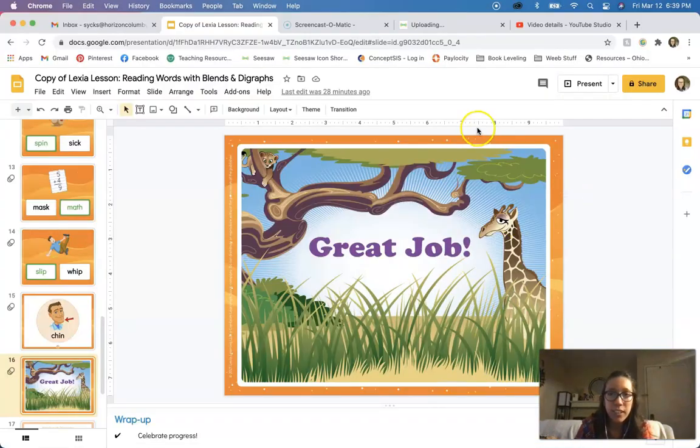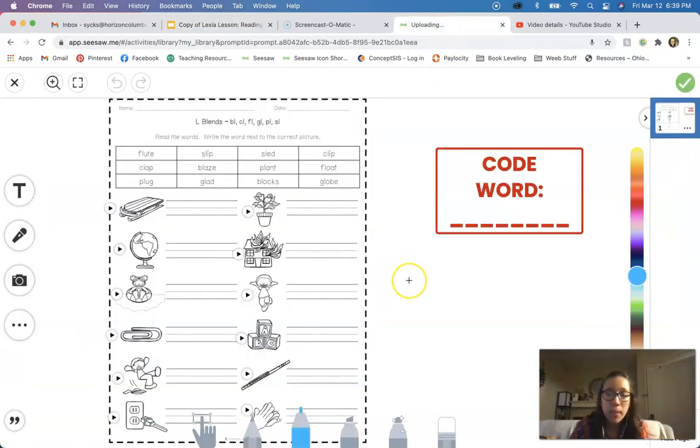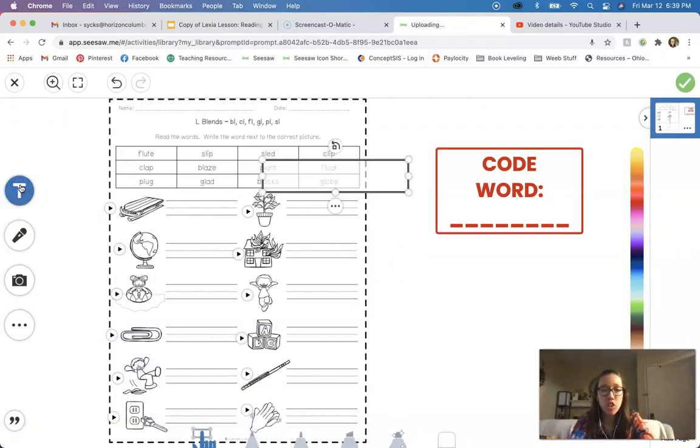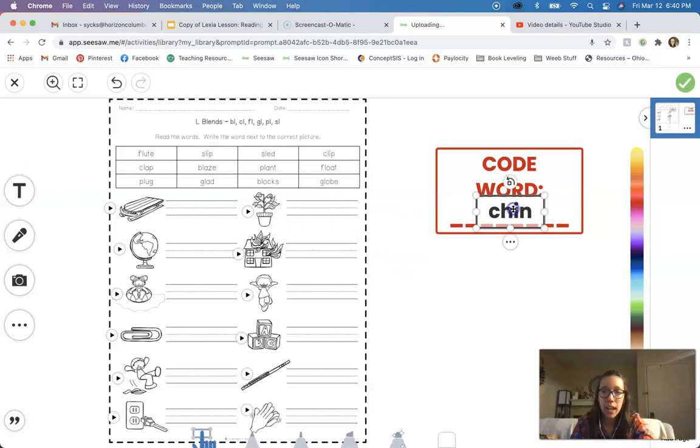Let's hop on over to Seesaw and see what we're working on today. So the first thing we're going to do is write our code word. Our code word today is chin. So you're going to use the text tool or the drawing tool to write C-H-I-N, chin, and put it in the code word box, just like that.